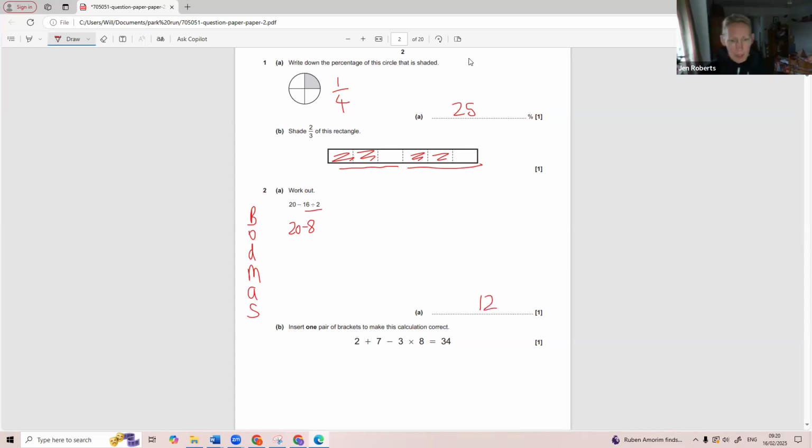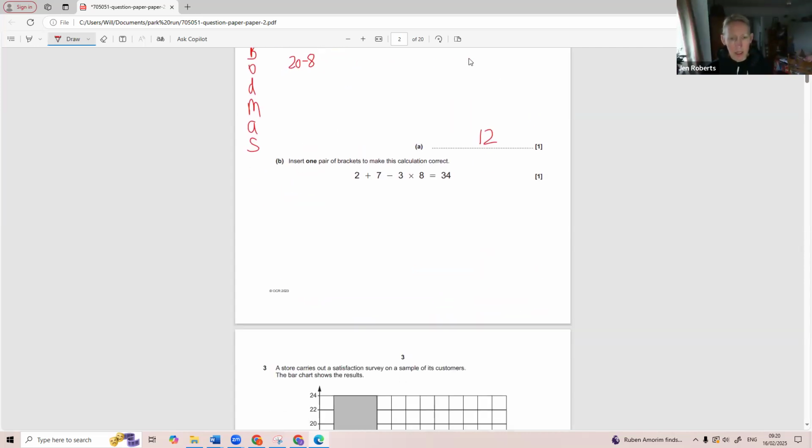Insert one pair of brackets to make this calculation correct. So I'm just going to do this calculation first without any brackets. So you would work out 3 times 8 is 24 first. And we'd have 2 plus 7 minus 24. So with the addition and subtraction, you kind of follow the same order. 2 add 7 is 9. 9 take away 24 is not 34. So let's just think about where we could put these brackets.